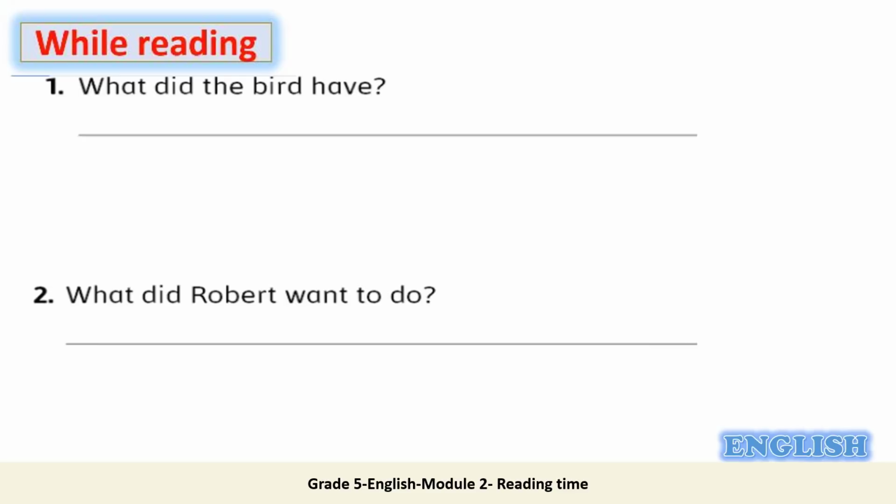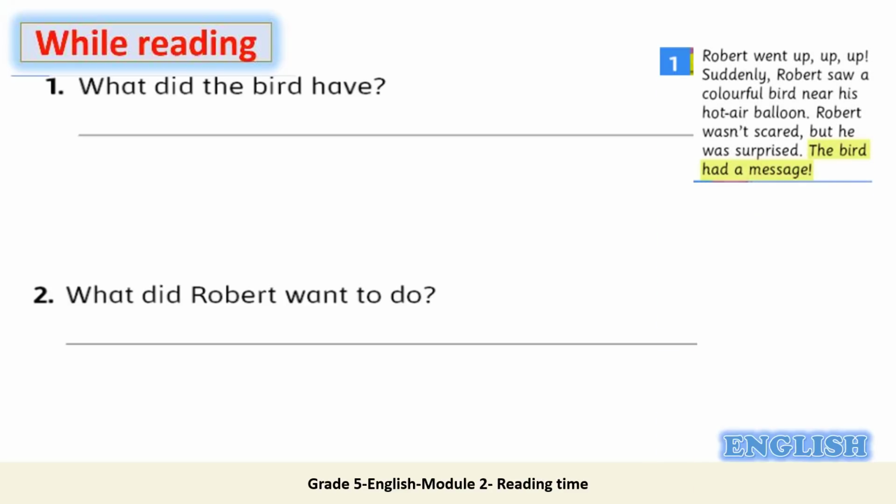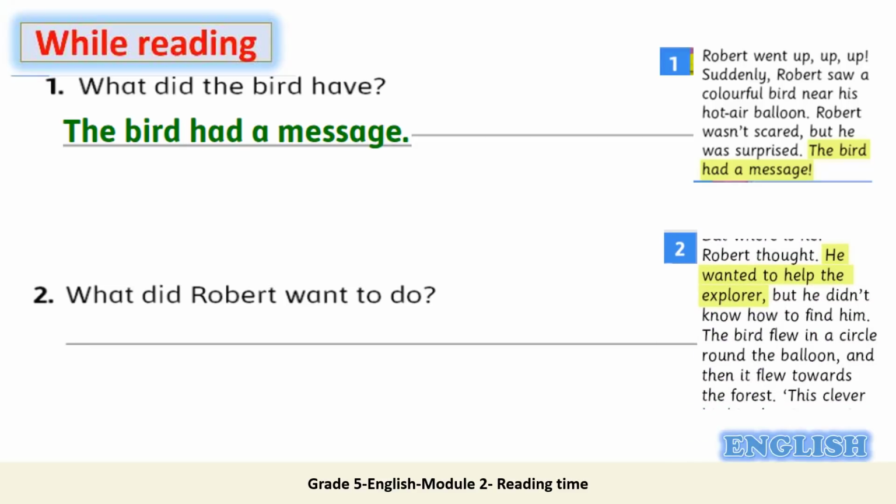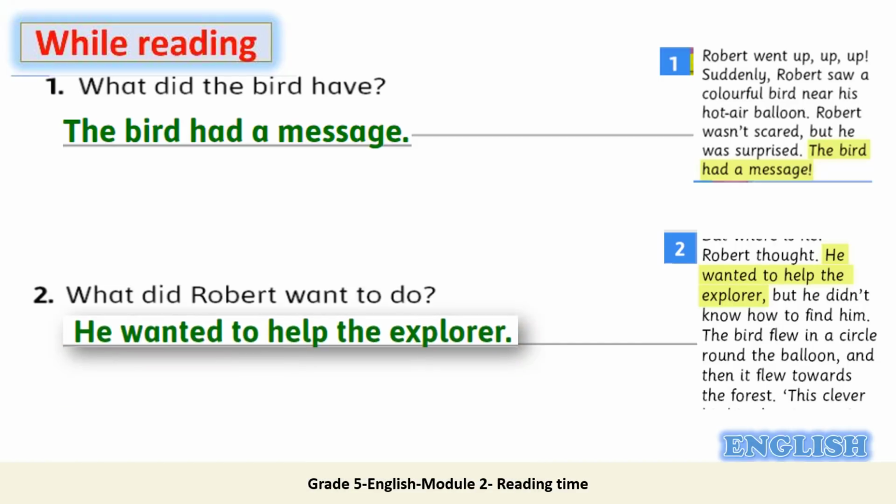It's time to check your answers. Number 1. What did the bird have? The answer is in frame number 1. The bird had a message. Number 2. What did Robert want to do? The answer is in frame number 2. He wanted to help the explorer.